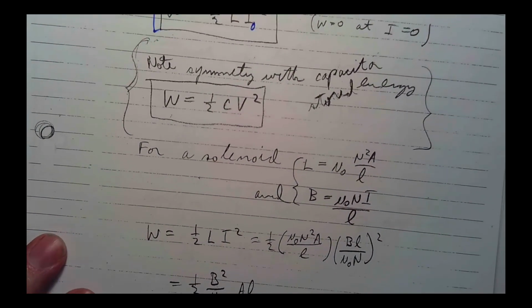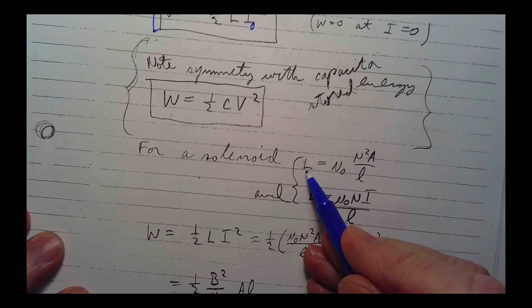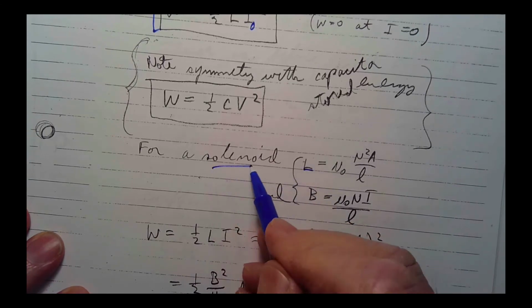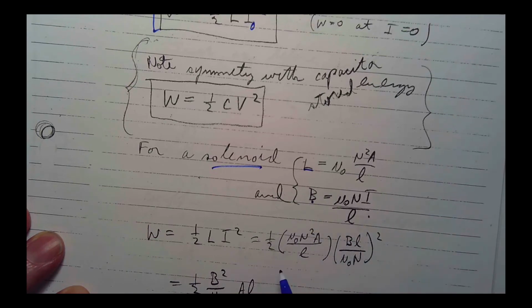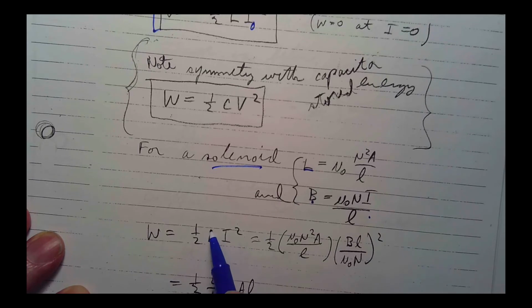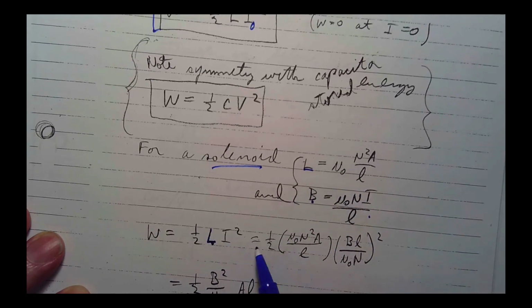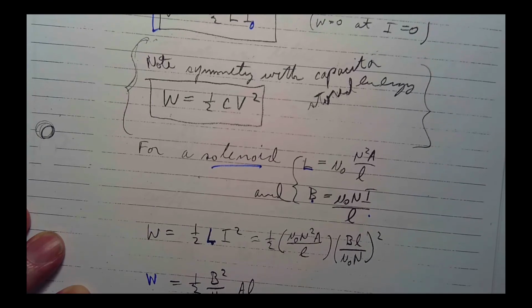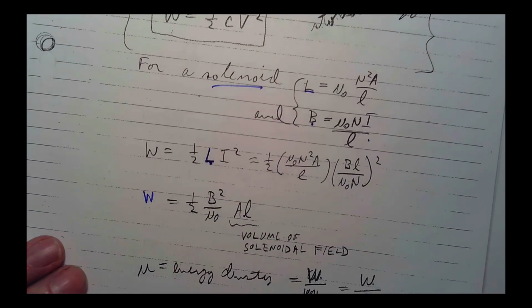Okay, now I'm going to do this real quickly. We found this for the value of the inductance for a solenoid, and this for the magnetic field of a solenoid. So if I put the inductance for a solenoid in here, and I put I in terms of B here, here's the result we get, which is the work is that. A times L is the volume of the solenoid. So this tells me that the energy density, W divided by that volume, is 1/2 B squared over mu naught.